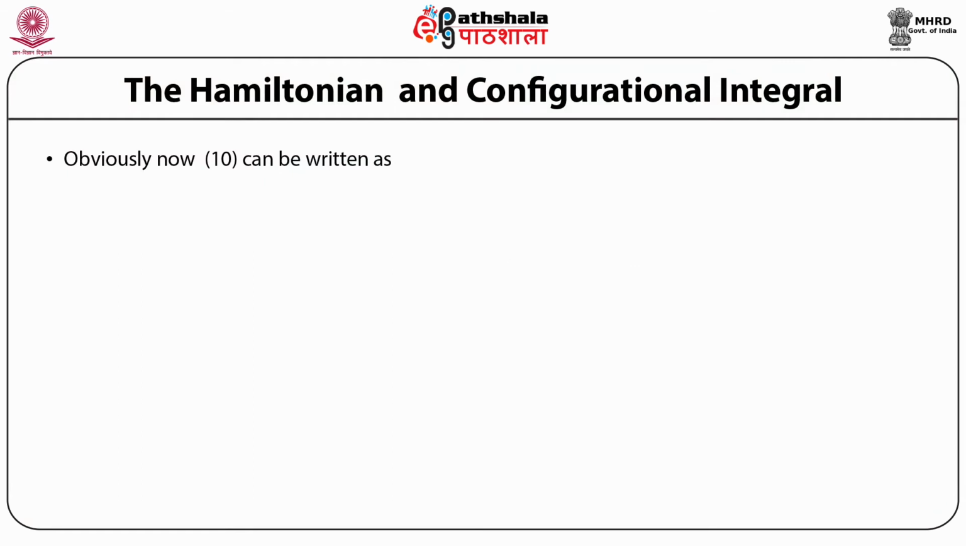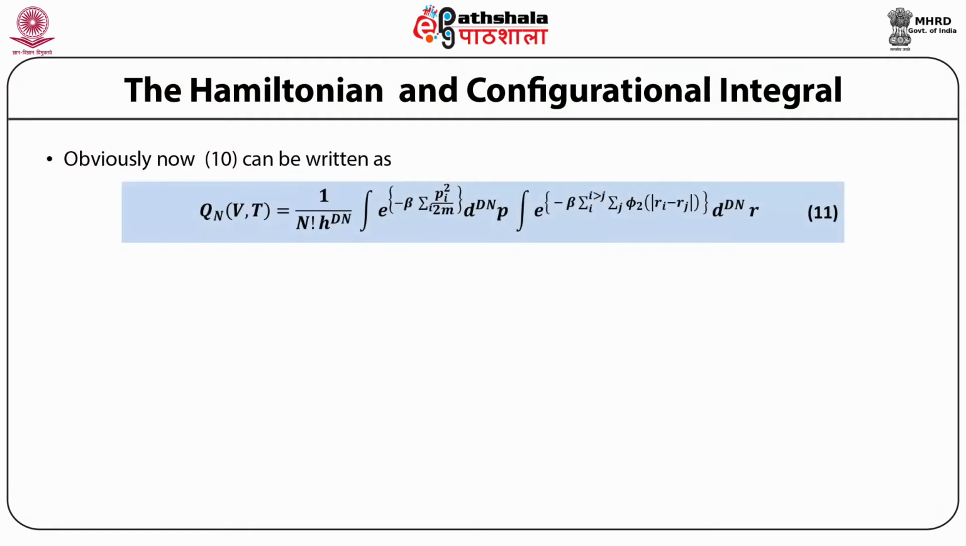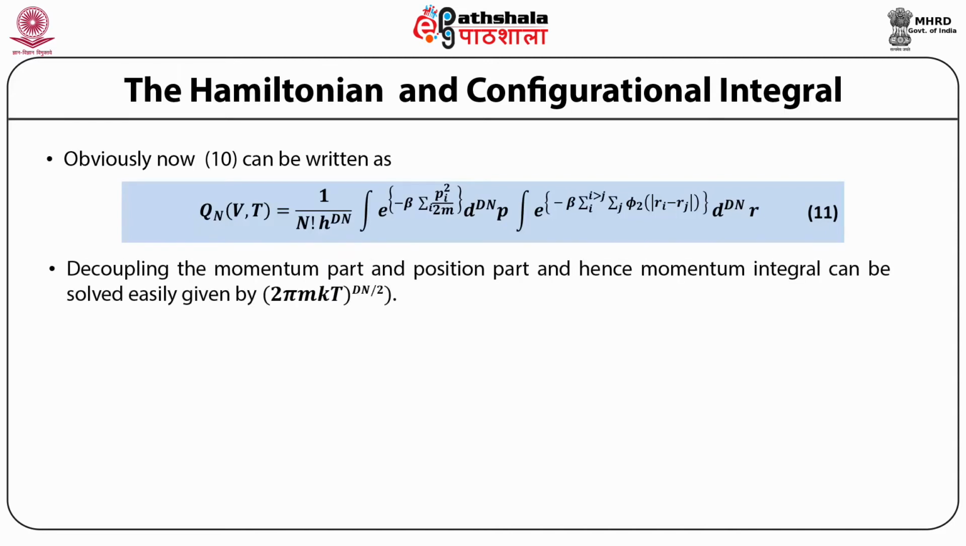Obviously now 10 can be written as equal to 1 upon n factorial h raised to power dn, integral over e raised to power minus beta summation over i of pi squared upon 2m d^dn p, integral over e raised to power minus beta summation over i greater than j, summation over j, phi 2 as a function of modulus of Ri minus Rj d^dn r. Here decoupling of the momentum part and position part has happened, and hence the momentum integral can be solved easily, given by 2 pi m kT raised to power dn divided by 2.